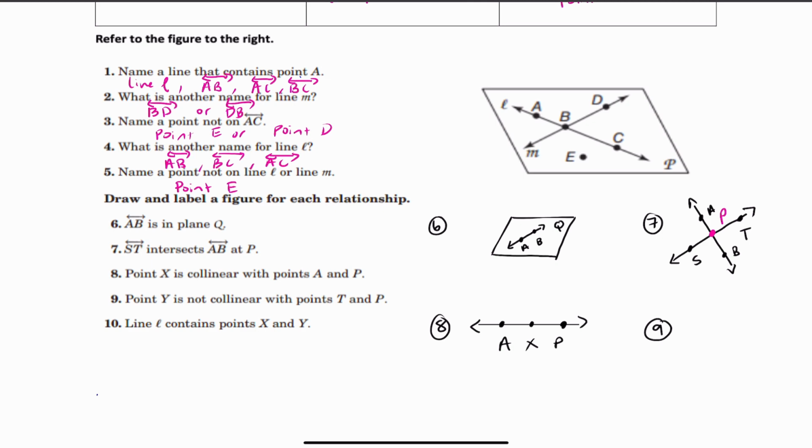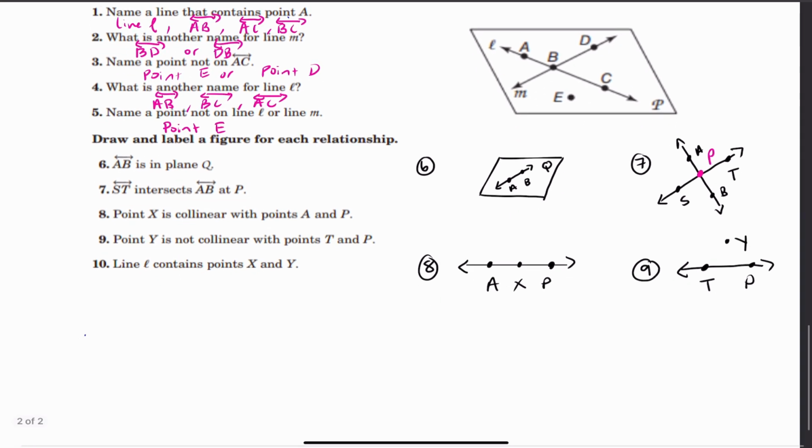Number 9, point Y is not collinear with points T and P. So let me go ahead and draw a line with T and P. So here's T, here's P. Y is not part of that line, so I'm going to place point Y on the outside. And number 9, what I have there satisfies the criteria.